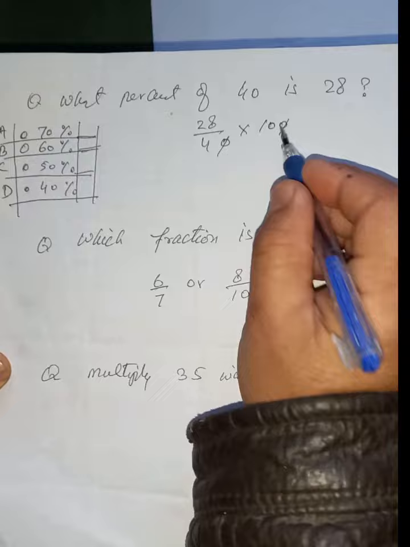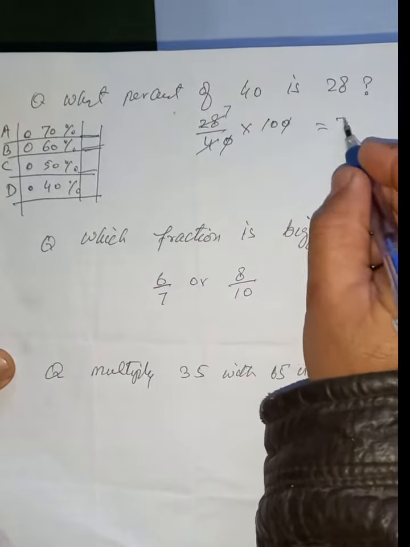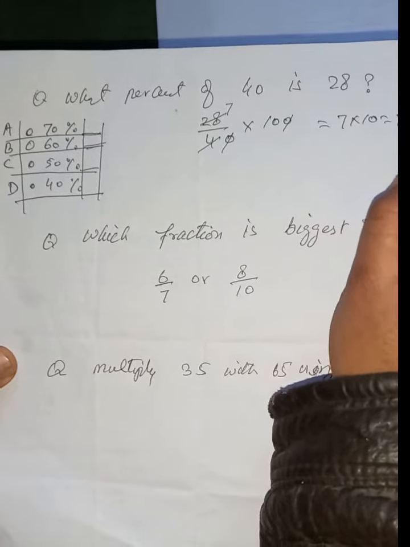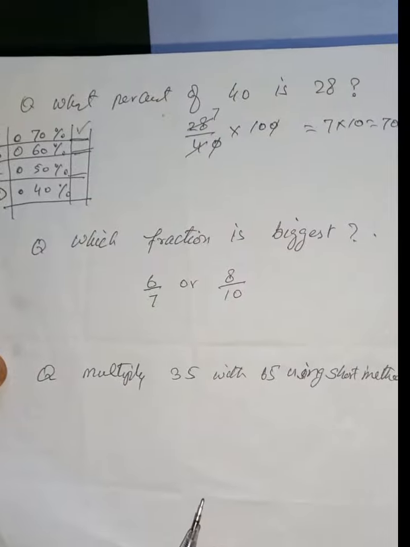0 cancels with 0. And 4 ones are 4, 4 sevens are 28. 7 multiplied by 10 becomes 70%. So the right option is 70%.